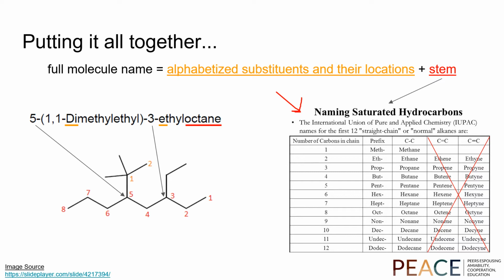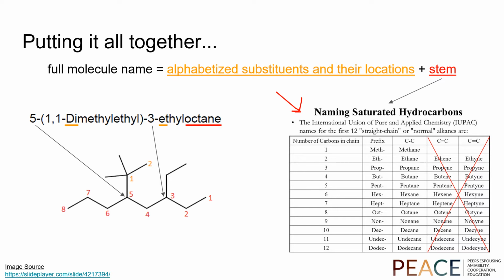If we were to name this molecule on the right, we'd first notice that the longest chain is 8 carbons long, resulting in a stem name of octane. Next, you want to determine the identities of the two substituents. One of them is a simple ethyl group and the other is a tert-butyl group.